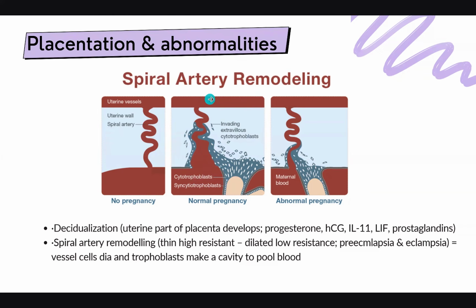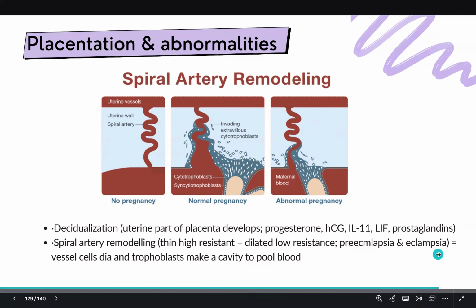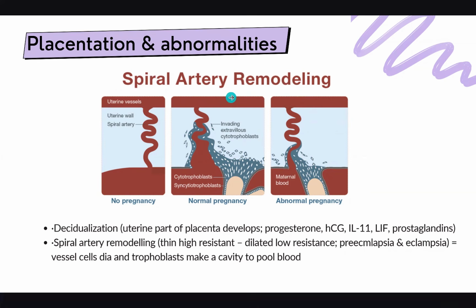Now, what happens if this does not happen properly? What if the spiral artery is not remodeled properly and this is an abnormal pregnancy? What happens is that the pressure remains high across the mother and the fetal circulation, all right? And this again increases pressure in the mother's blood as well, which leads to something called preeclampsia and eclampsia. So preeclampsia and eclampsia is abnormal hypertension in the mother, which can lead to even seizures, okay? So this is really bad, right? And this happens because of a problem in spiral artery remodeling.